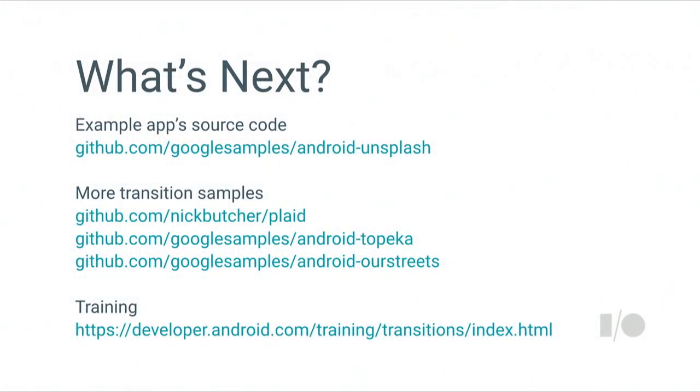So the new one, the one with the images that we just showed, is on Unsplash. You definitely have to take a look at Nick Butcher's Plaid app if you want to go into the advanced things on transitions. There's also Topeka out there and another sample called Our Streets. You can also look through the training that we have. And yeah, thank you very much.